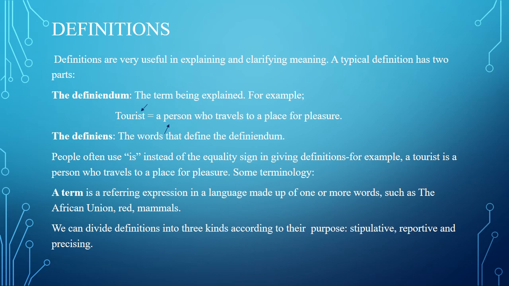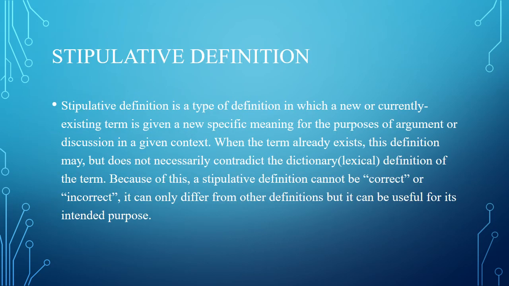Some terminology. A term is a referring expression in a language made up of one or more words, such as the African Union, red, mammals. We can divide definitions into three kinds according to their purpose: stipulative, reportive, and precising. A stipulative definition is a type of definition in which a new or currently existing term is given a new specific meaning for the purposes of argument or discussion in a given context. When the term already exists, this definition may but does not necessarily contradict the dictionary definition of the term.